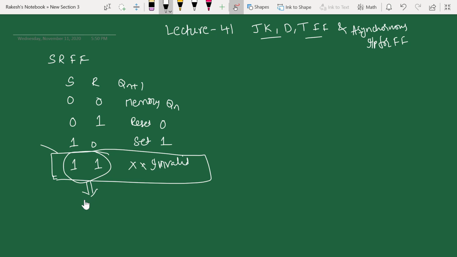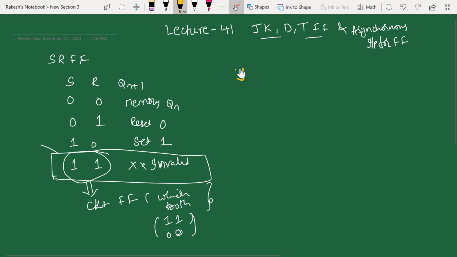So as a result, there is a need for another kind of circuit, another flip-flop, which allows both 1-1 combination or 0-0 combination if you take SR flip-flop based on NAND latch. So we need to design one more flip-flop where we can give 1-1 or 0-0 combination also as an input, and which produces a very useful result. That new flip-flop is called JK flip-flop. A scientist named Jack Kilby is the inventor of this flip-flop. That's why the name is given as JK flip-flop.